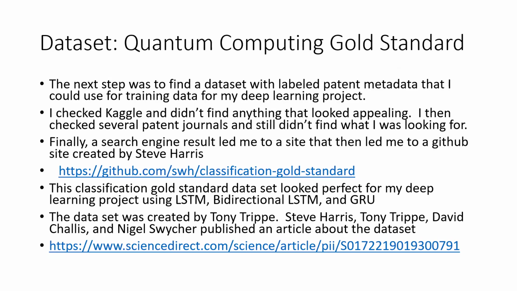So the data set I found is called the quantum computing gold standard. I looked on Kaggle, couldn't find anything useful. Eventually, I found this quantum computing classification gold standard located on GitHub. Data set was created by Tony Tripp and Steve Harris, and Tony Tripp, David Chalice, and Nigel Switcher have an article about the data set.